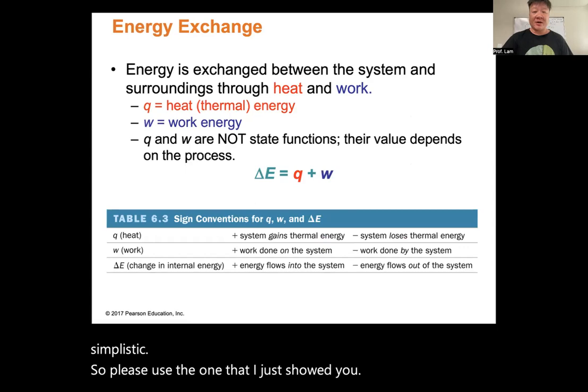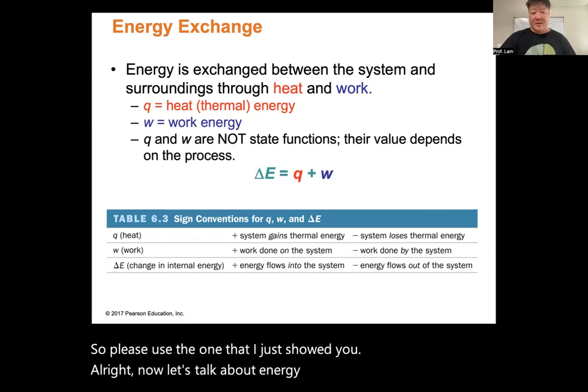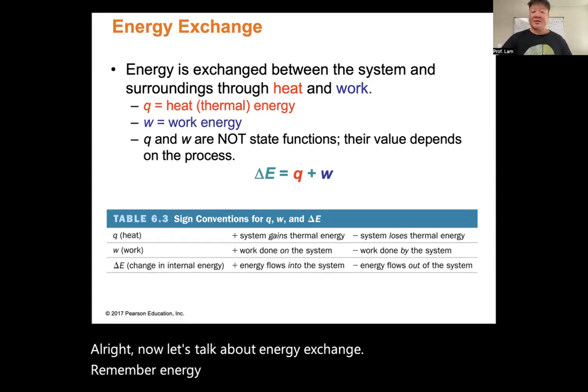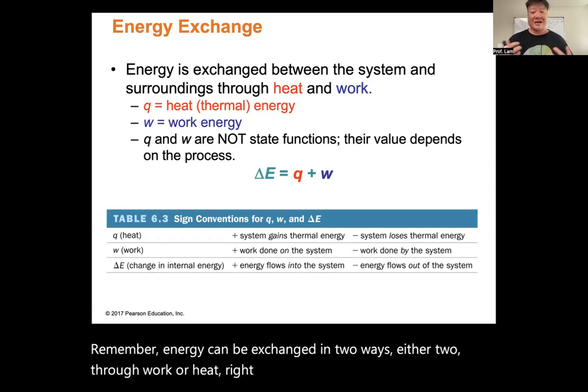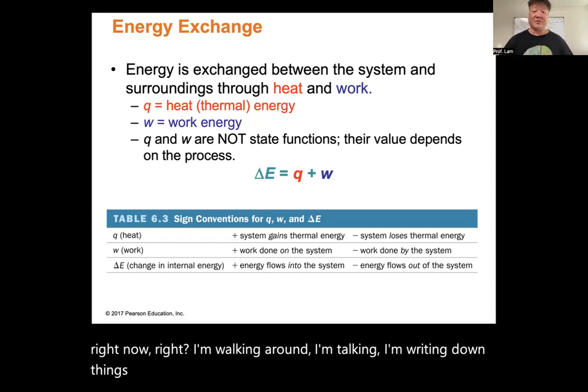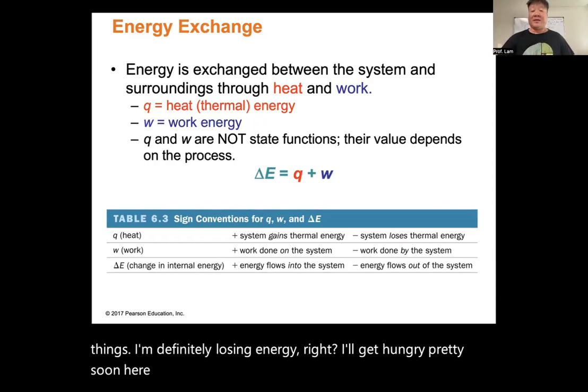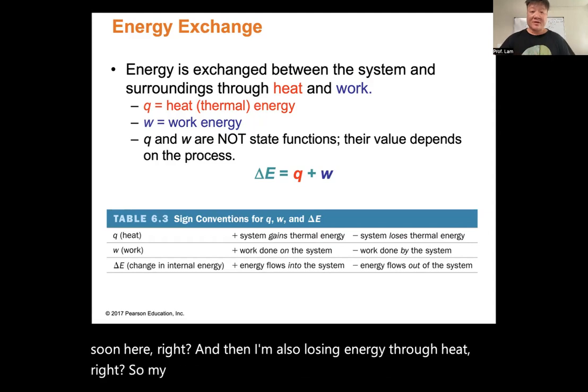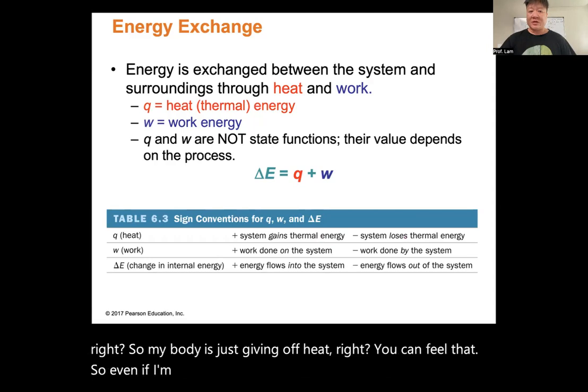All right. Now let's talk about energy exchange. Remember, energy can be exchanged in two ways, either through work or heat, right? So my example before, I'm working right now. I'm walking around, I'm talking, I'm writing down things. I'm definitely losing energy. I'll get hungry pretty soon here. And then I'm also losing energy through heat. So my body is just giving off heat, and you can feel that. So even if I stop moving, eventually I'll still be hungry because I'm losing energy through heat.